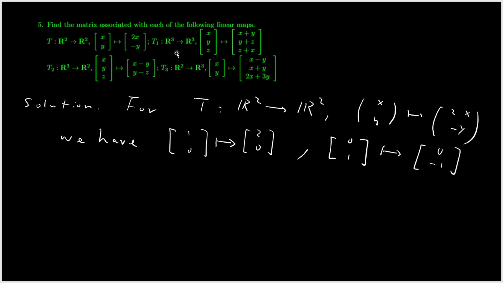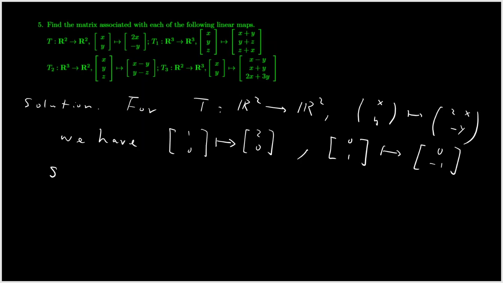Again, originally in the question we are looking for a matrix. The idea is that to determine a matrix, we need the outputs for the inputs of i and j. So that's what we are doing now.